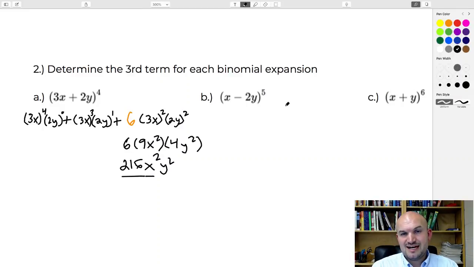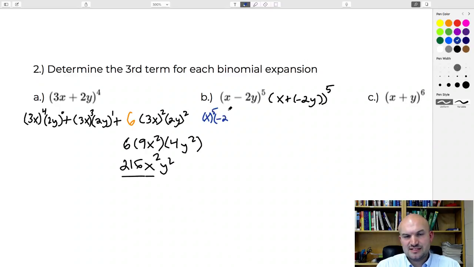All right, in the next one, kind of like the first example I did, we're going to want to write this as x plus negative 2y to the fifth. It just helps make everything else cleaner. I'm going to use blue this time. So therefore, my first term is going to be x to the fifth. And then this would be negative 2. Let's skip it. It's going to be negative 2y to the 0, right? We know that. All right, so the next term is then x to the fourth and negative 2y to the first.